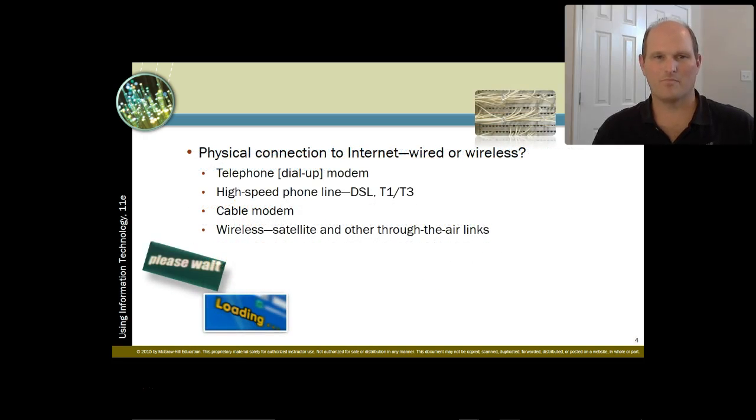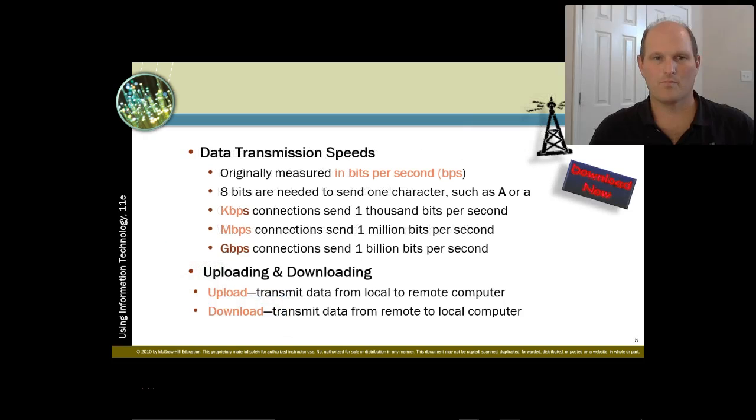Let's move on. So how do we connect physically to the internet? Well, we can either use a wired connection like a telephone line, which is rarely used, or a high-speed line like DSL, T1, T3. Cable modem or wireless connection can be done through obviously a hotspot, or if you have a WWAN, which is a wireless wide area network, or wireless LAN. Both those are different types of networks, and you can connect wirelessly through that.